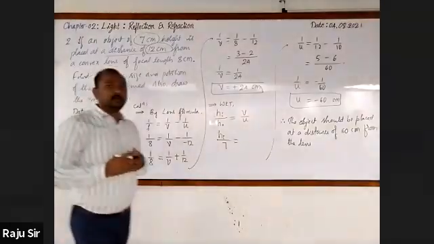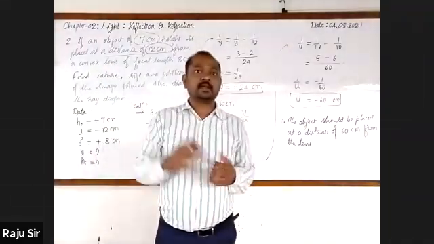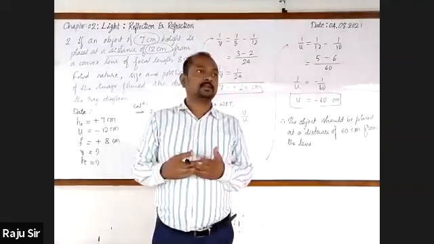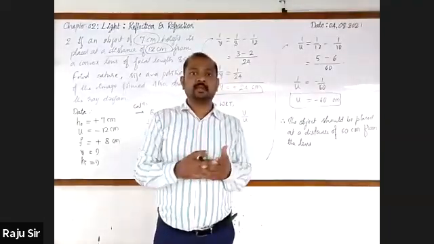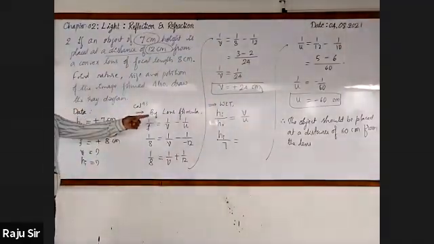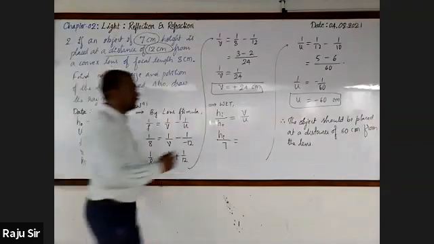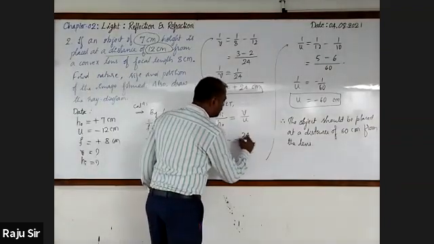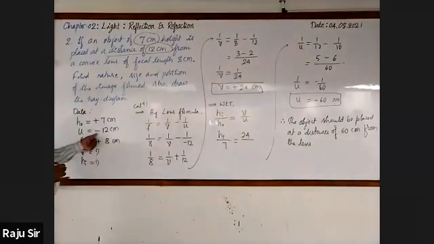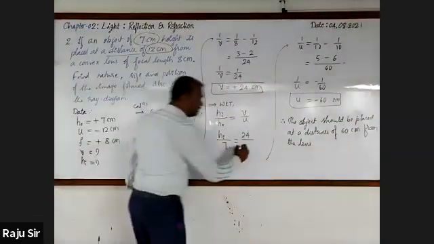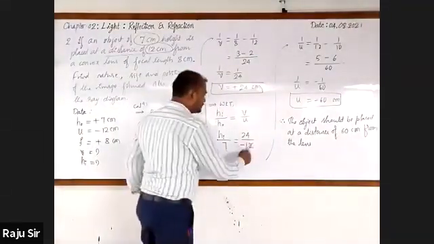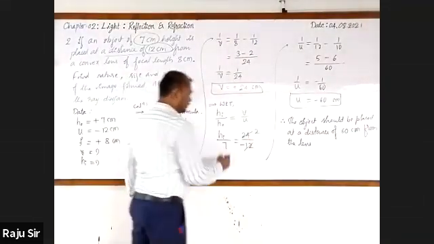When you are solving problems with respect to mirror or lens, just keep on pronouncing these words, positive and negative, every time. Next, v is positive 24. Next, u is negative 12. You may cancel it. Ones up, twos up, cross multiply.